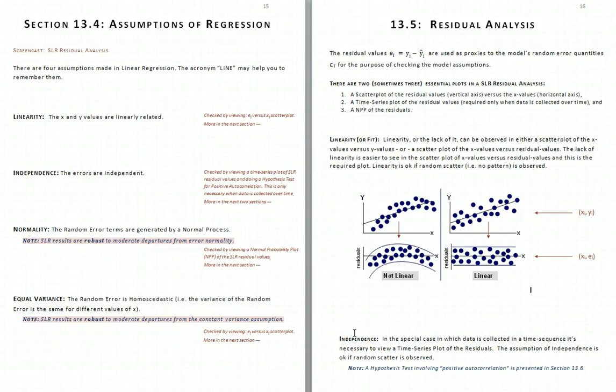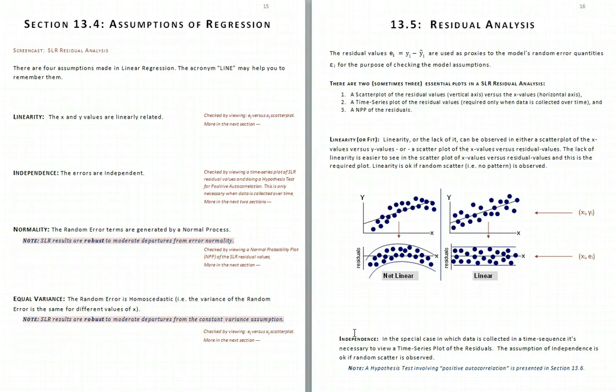A check of the independence assumption is required only in the special case of data that's collected over time. When data is collected over time, we'll assume the time order is reflected in the index values i equals 1 through n. When data is collected over time, a plot of the regression residual values versus the time order is required. Additionally, when data is collected in a time order, a hypothesis test for positive autocorrelation is also required. This hypothesis test will be discussed in the next section.